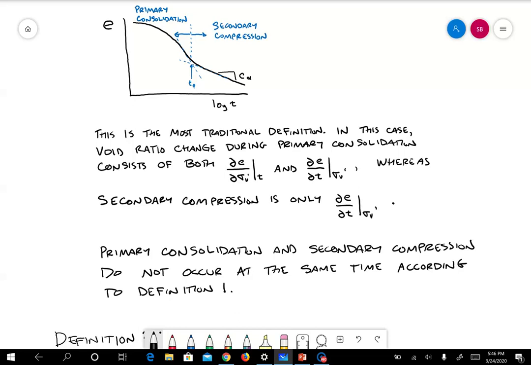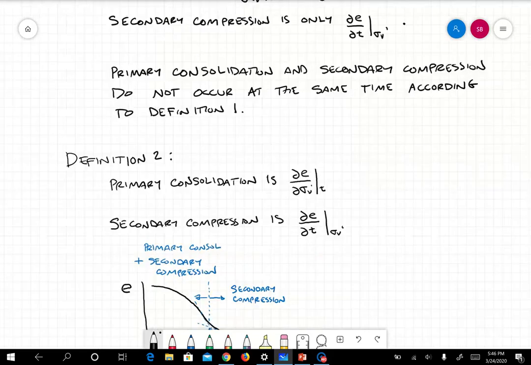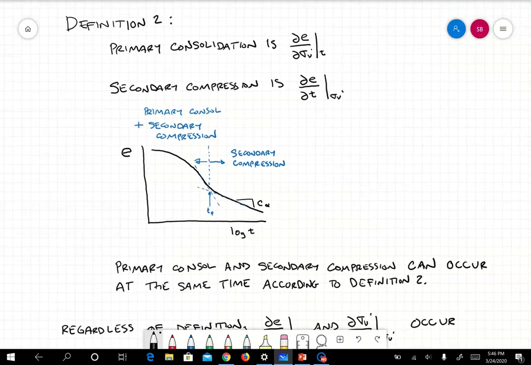So I think this definition, although it's really convenient, and we'll see how it can be used to estimate settlement time histories for real sites that have secondary compression, has some funny things about it. All right, so let's look at definition 2.